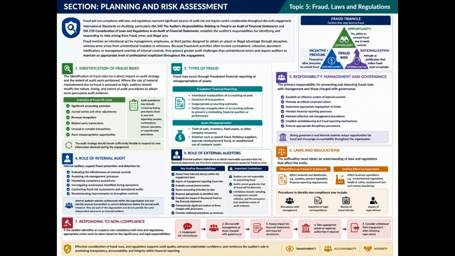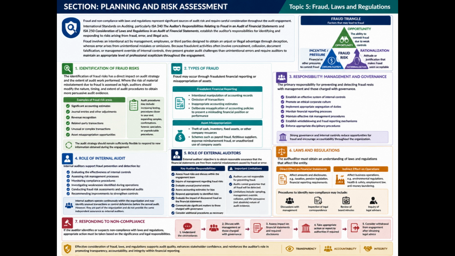Particular attention should be given to significant accounting estimates, journal entries, revenue recognition, related party transactions, and unusual or complex transactions that may provide opportunities for earnings manipulation or asset misappropriation. The audit strategy should remain sufficiently flexible to respond to new information obtained during the engagement, allowing additional procedures where unexpected results or inconsistencies indicate elevated fraud risk.